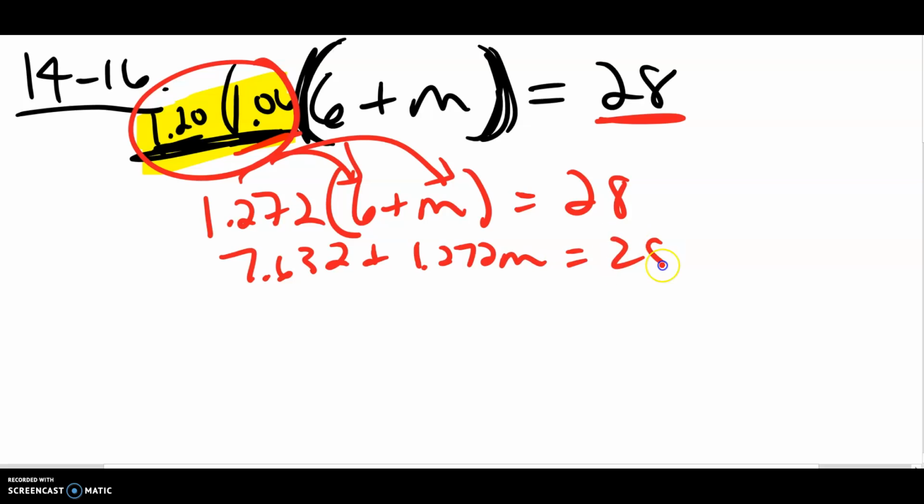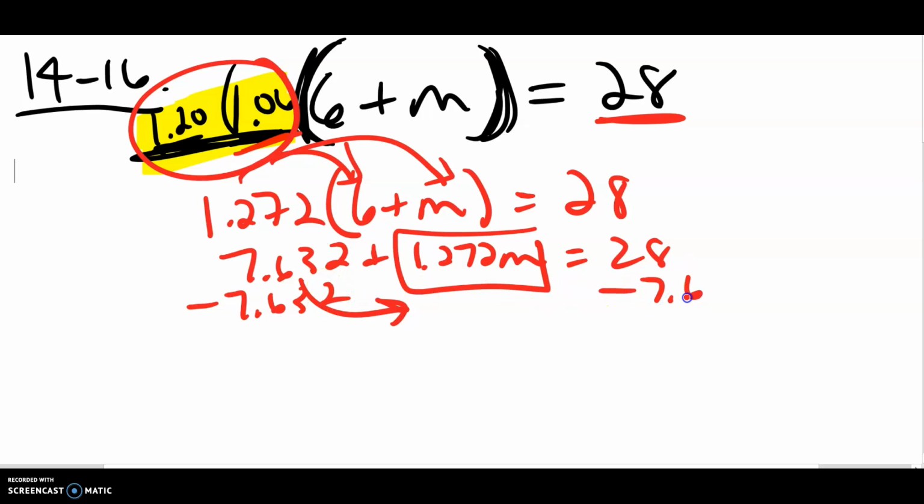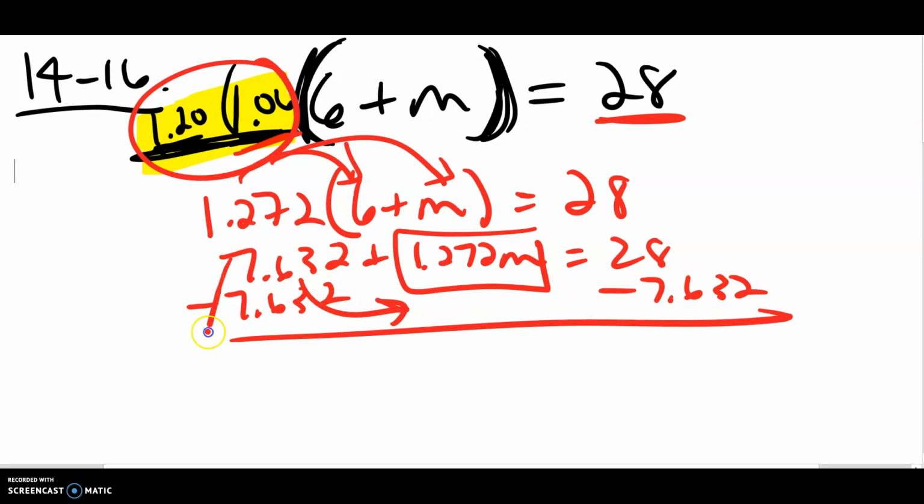1.272m equals 28. And then now I want my variables on one side, numbers on the other. So I want this guy to go away. I want just m's and numbers. So to get rid of adding, you subtract. All right, these guys cancel. So you get 1.272m equals, I get 20.368.